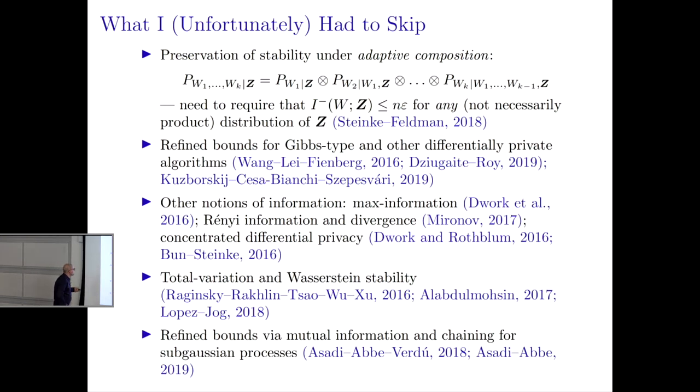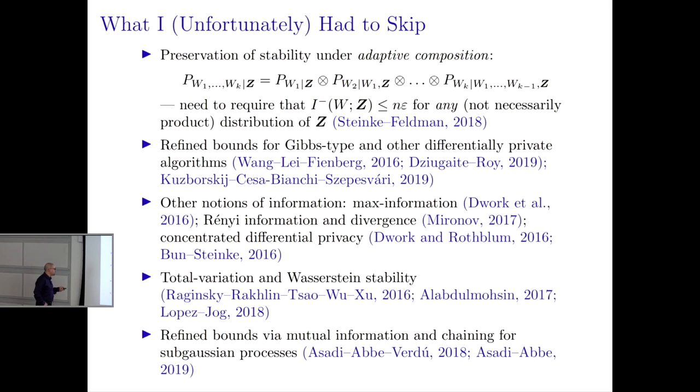Like I said, there are refined bounds for Gibbs algorithms and other differentially private algorithms. For example, like I said, this paper by Wang, Lei, and Fienberg. More recent work by Gintare Dziugaite and Daniel Roy this year. And then a very nice analysis of the generalization gap of the Gibbs algorithm by Kuzborskij, Szepesvári, and others. I think it's going to be in this year's COLT. Well, I guess it was presented last week.